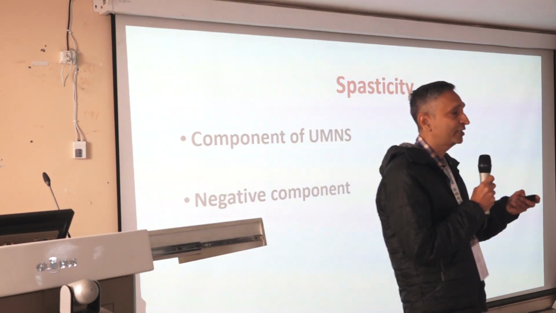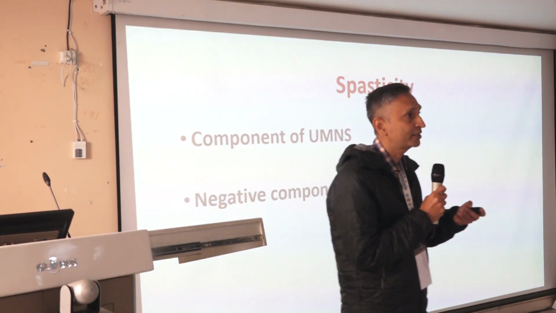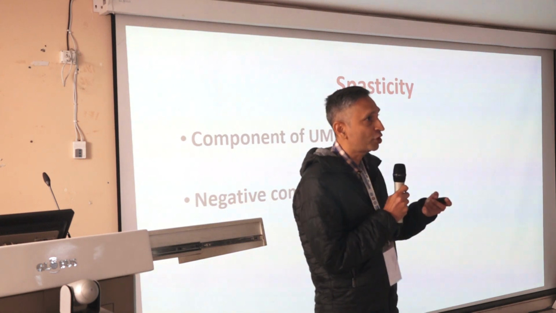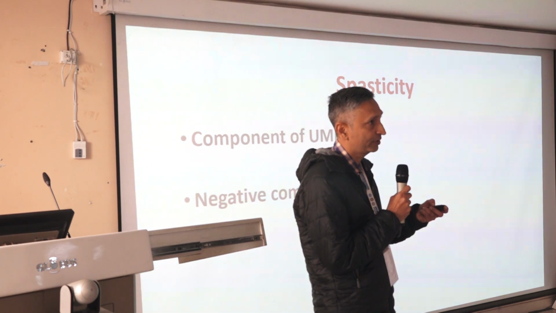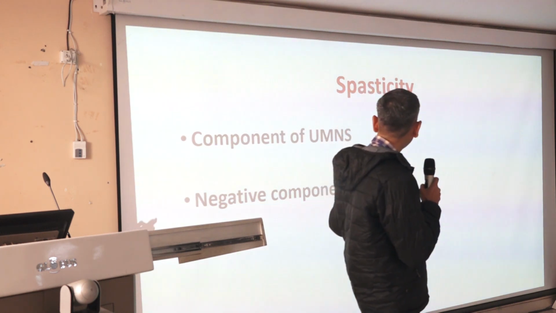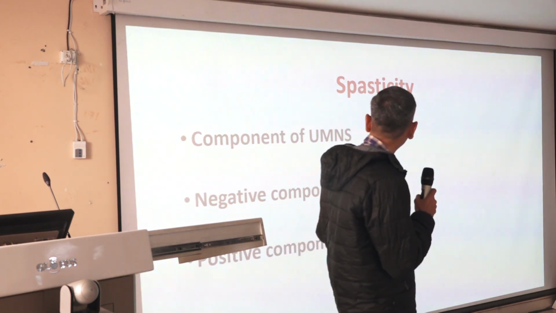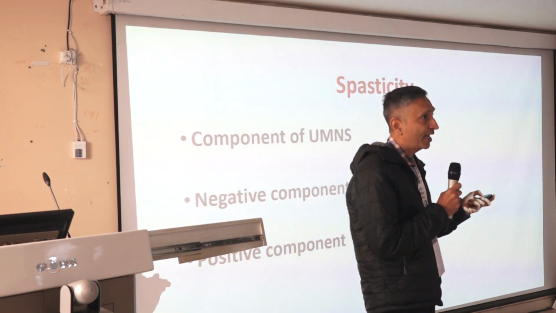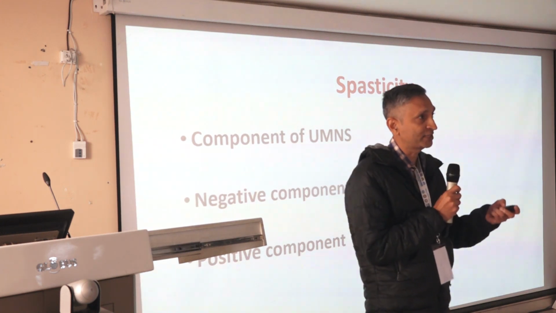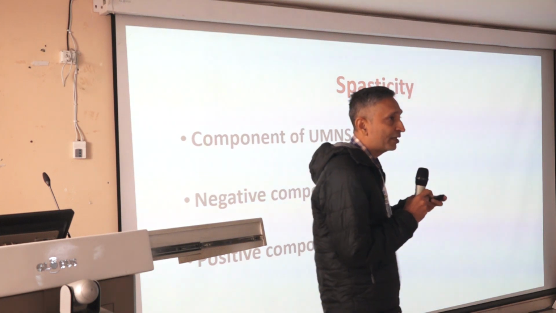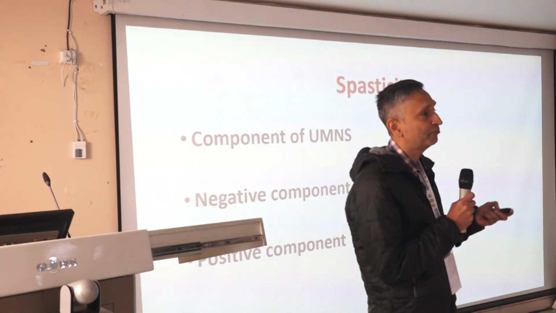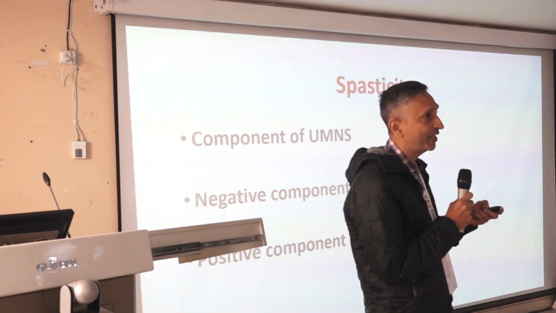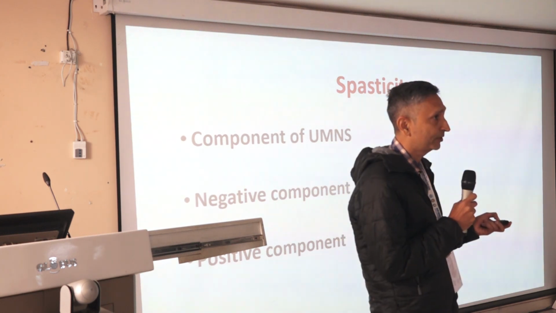The synchrony with which the agonist and antagonist fire is lost in an upper motor neuron lesion. And fatigue, that is a negative component. One of the positive components of the upper motor neuron syndrome is spasticity. Along with it, you will get hyperreflexia, then release of the primitive reflexes, then spread of the reflexes. Everything you will get in this positive component.